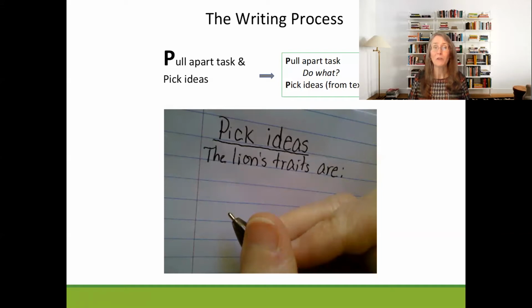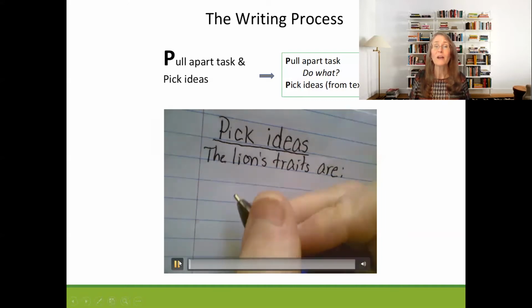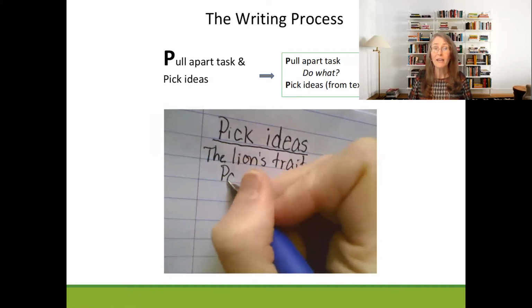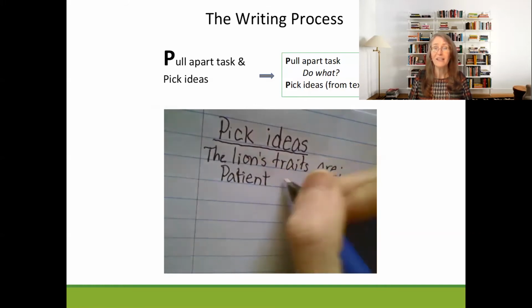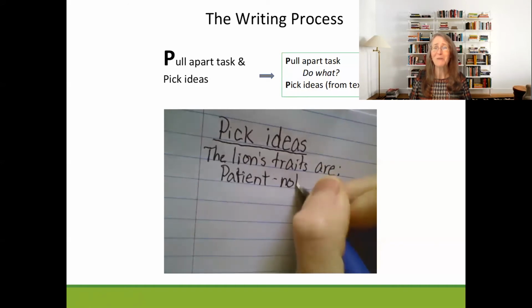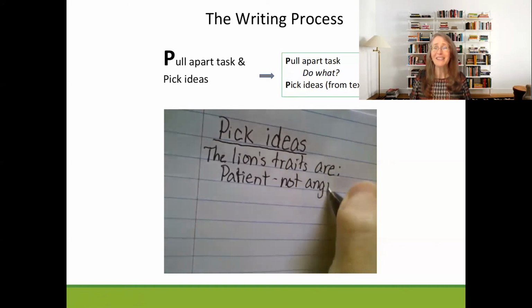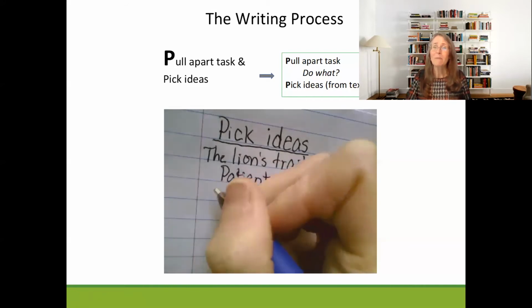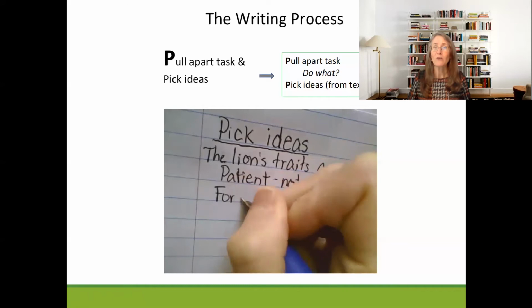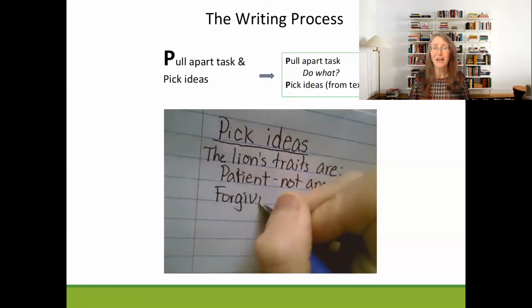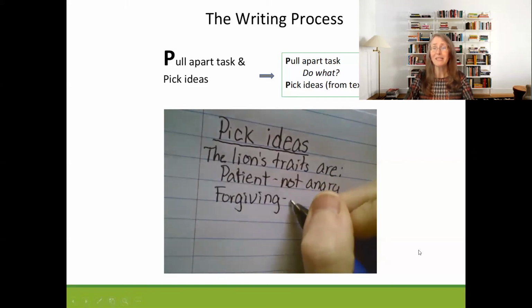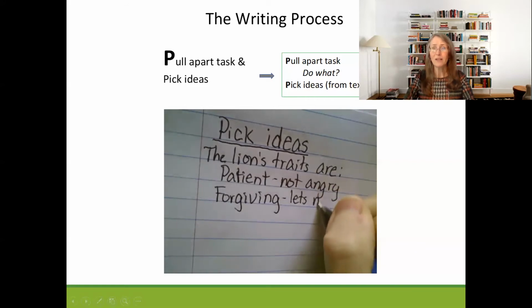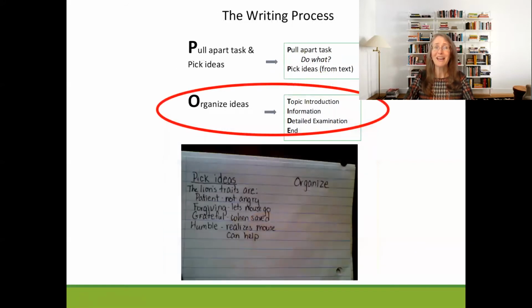Next, after you've pulled apart the prompt, the second part of the P is to pick your ideas. So in this example, you can see that the writer is picking ideas about the lion and about the lion's traits. So the lion was patient, and then maybe an example of that was that when the mouse was running up and down the lion, he didn't get angry. So I might mark that up in my text and then just put a quick note on what the big idea is. The lion was also forgiving. Again, I'll find an example from my text, and then I'll kind of refer to it in what I'm writing. So that's pick my ideas.